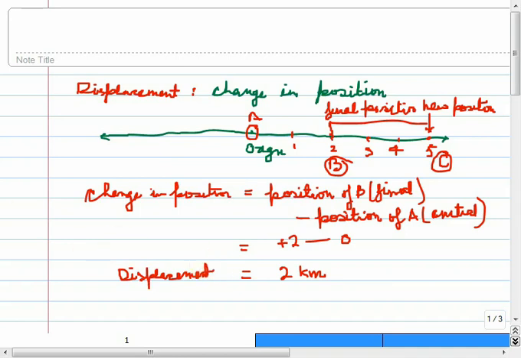Right. So what is the displacement? Displacement is simply the change in position of the object. That is how far the object is from its starting point.